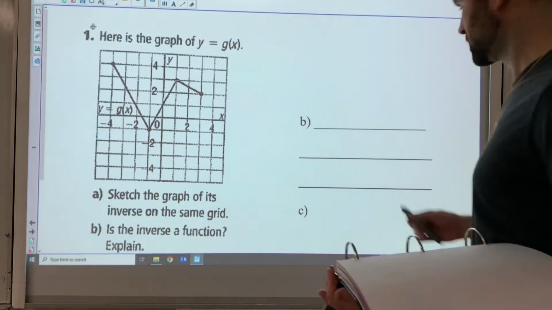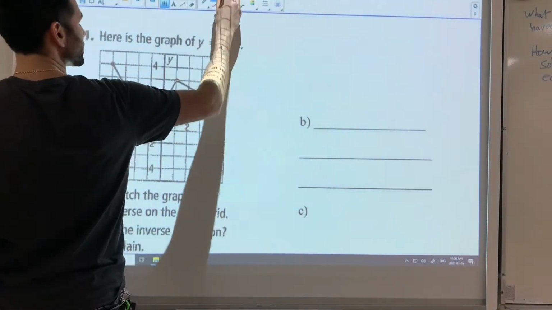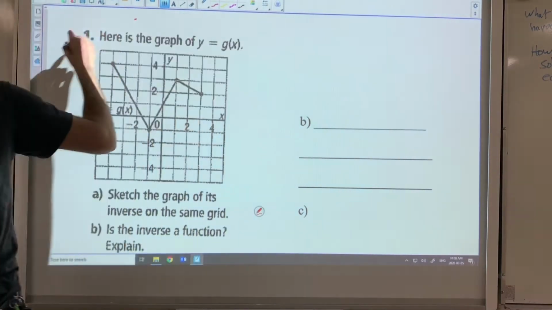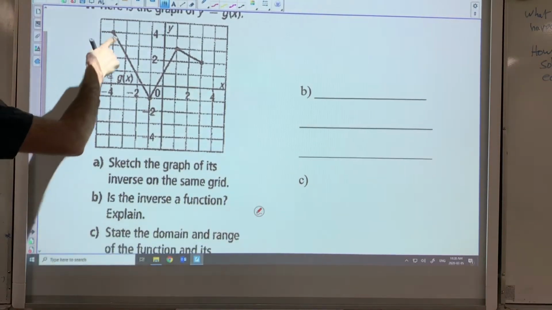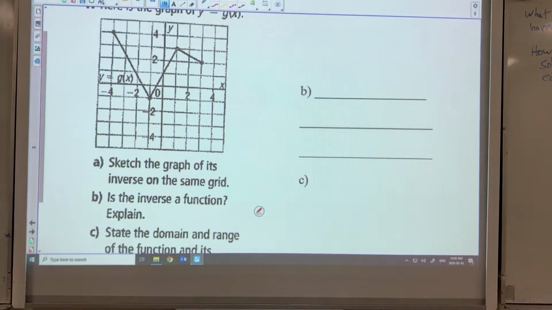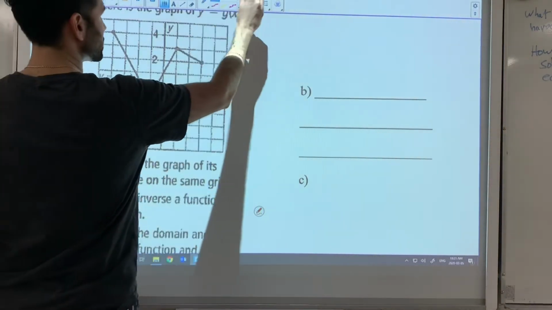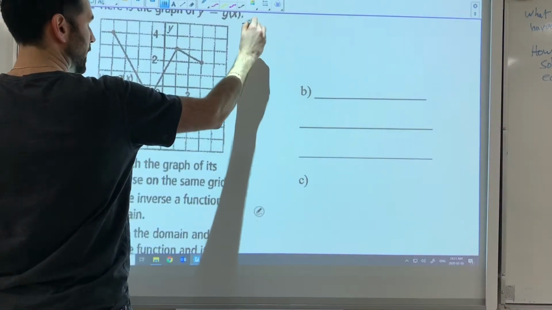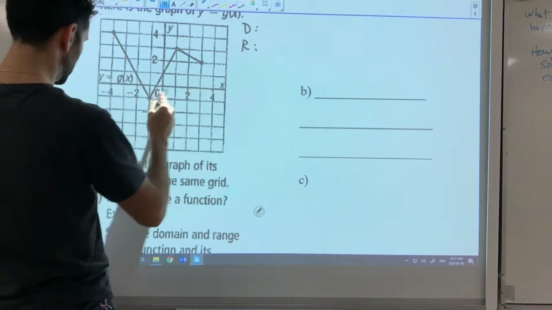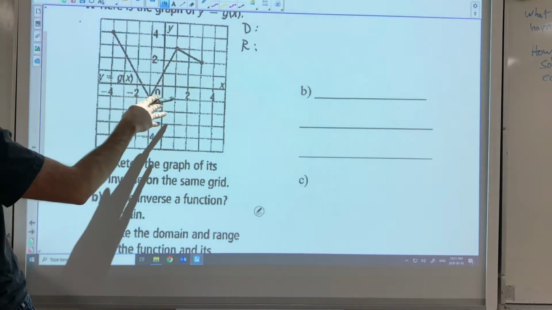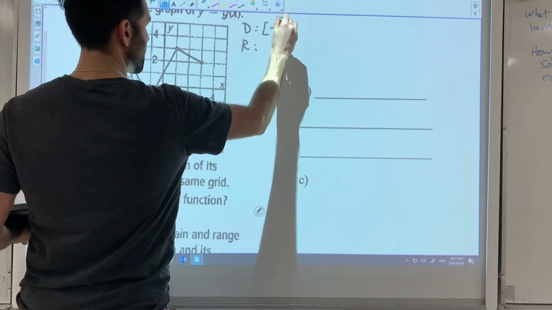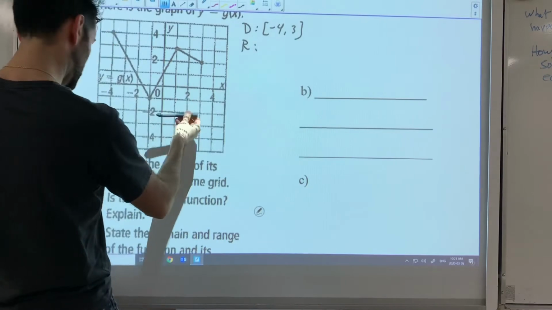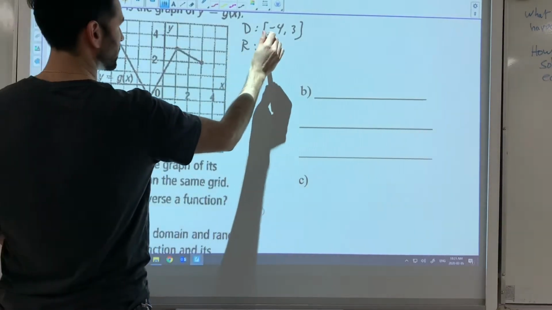Okay, this one here, we're going to quickly do this one. It looks like a good one. So they gave us a graph, and they just want us to sketch the inverse, and then is the inverse a function, and then state the domain and range. Okay, so I'll do it in black, the domain and range of the original graph. The original graph, domain and range, what do we got? Negative 4 to 3. And then we got from negative 1 to 4 for the range.